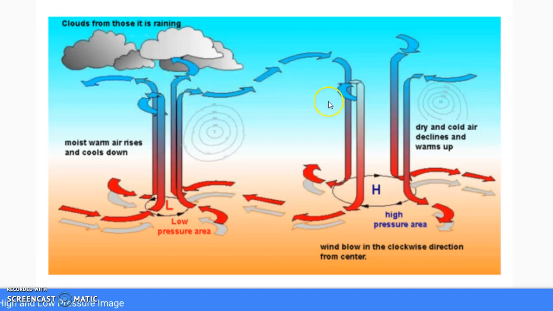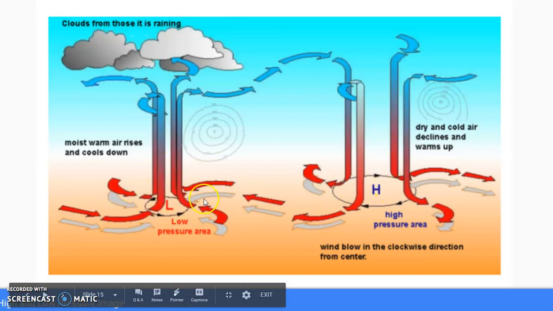Over here we have high pressure, and that means that molecules are really compact close together. And we know that when they're like that, they're going to sink because they are heavy and they're more dense, and they will spread out. This means that there's no clouds in the sky. So therefore it is sunny weather. High means dry. Low means rain or snow.